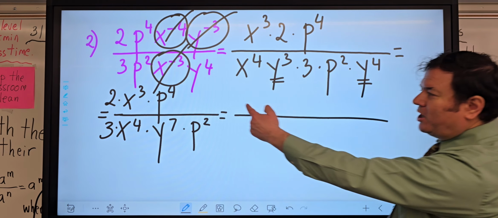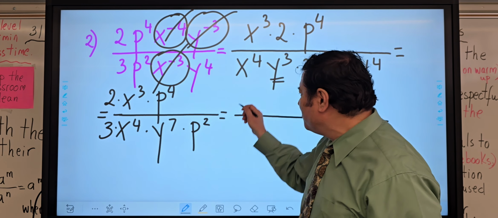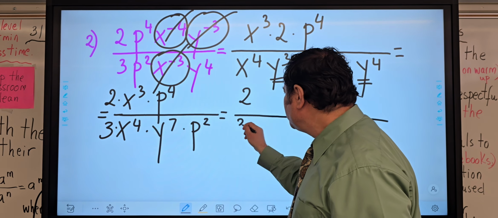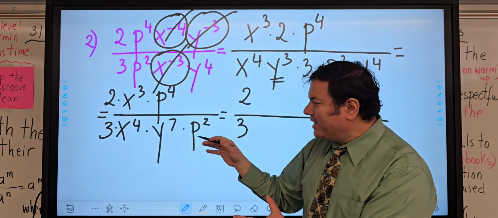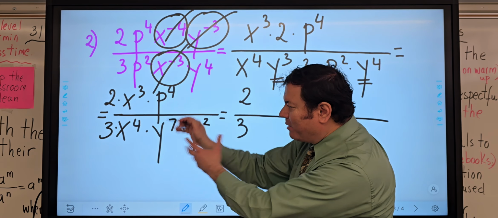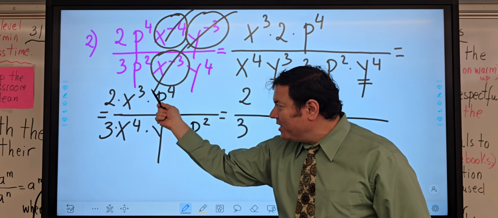And now remember 2 and 3, we cannot simplify it anymore. So 2 and 3 are going to stay in the answer. 2 and 3 right there. And where do we have more x's? On the bottom or on the top? We see more x's on the bottom here. We have 4 x's here and 3 on the top.